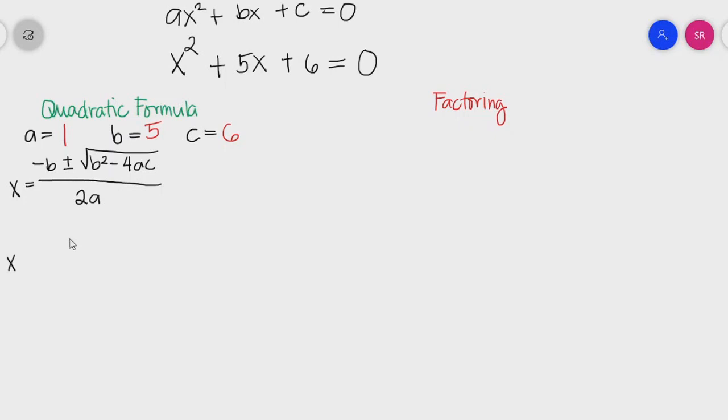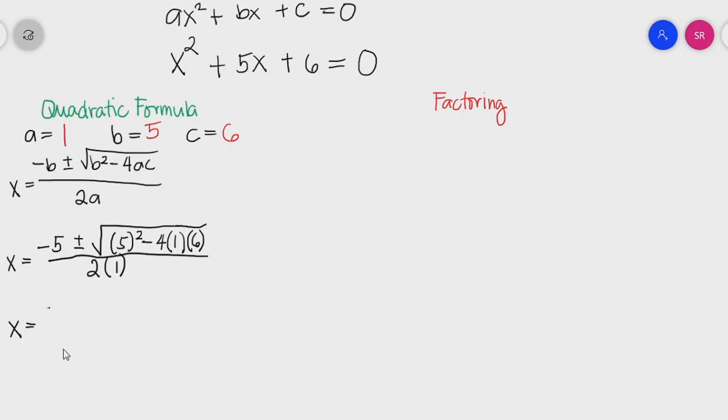Next, gagawin lang natin is to substitute all these values in our quadratic formula. So we have negative here is 5 plus and minus square root of 5 squared minus 4. Yung a natin is 1. And then yung c natin is 6. And then all over 2 times. So all we need to do now is to simplify this expression in the right-hand side.